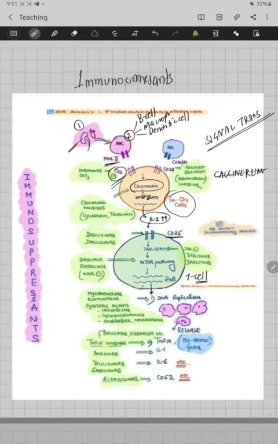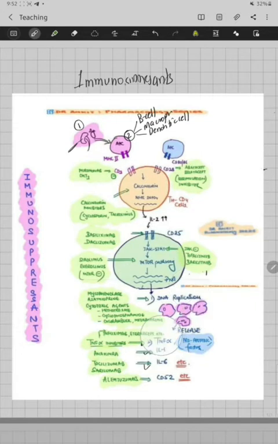Now this results in activation of the JAK-STAT and mTOR pathway, which eventually results in DNA replication. And this DNA replication eventually causes the release of pro-inflammatory factors like TNF-alpha, interleukin 1 and interleukin 6. So we are going to study all the drugs related to this immunosuppressants category.